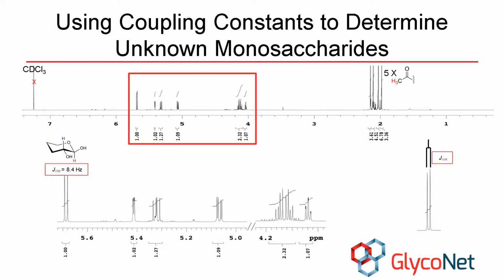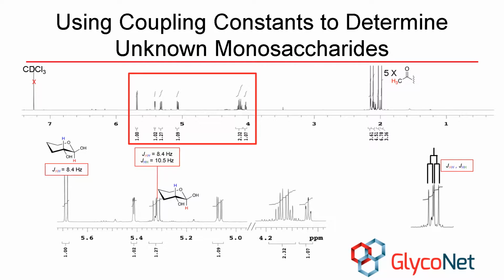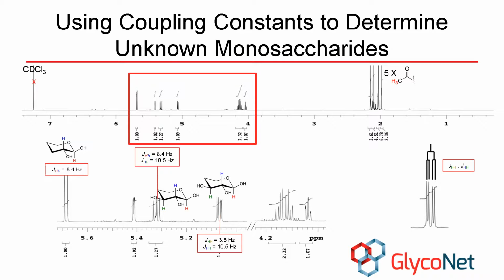We find the peak with a matching coupling constant at 5.3 parts per million and see that it is a doublet of doublets. We know that the coupling constant of 8.4 Hz is the interaction between the red and blue proton, and we can see that there is a second coupling constant of 10.5 Hz, indicating that the blue proton has a second axial-axial interaction with the green proton. To find the peak that is due to the green proton at position 3, we simply look for a matching coupling constant to 10.5 Hz, which we find at approximately 5.07 parts per million.